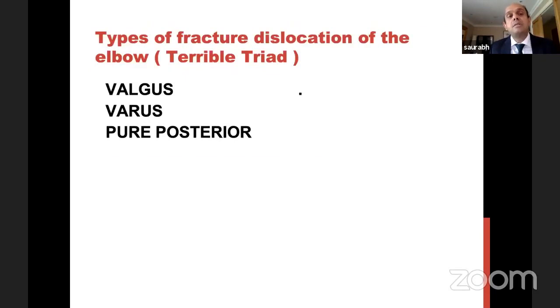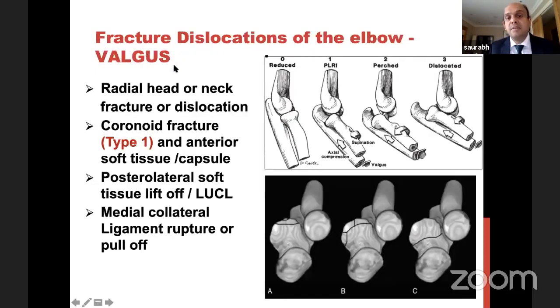Now, this slide I put for completeness' sake. They will not expect you to know this in the exam. So even terrible triad, depending on whether there's a valgus force or a varus force to the elbow or a pure axial load posterior force, can result in type 1, type 2, type 3 coronoid fractures. But again, you're not expected to know this. So for example, if there's a valgus force, what will happen is the tip of the coronoid will go, which is your type 1 according to the classification.